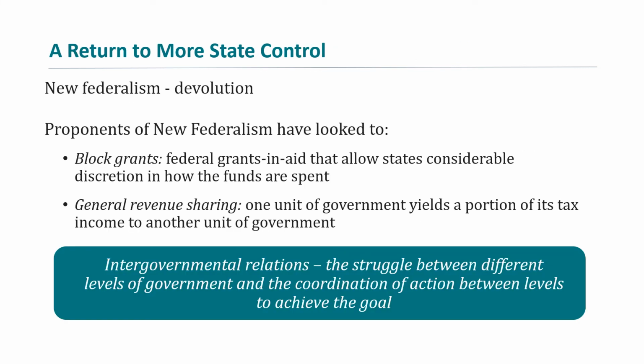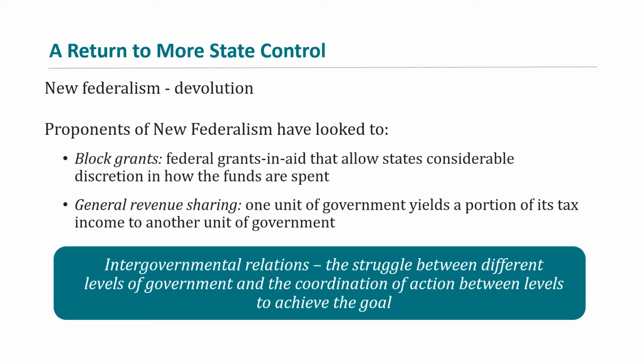Since the 1970s, states have become more capable of administering large-scale programs, and the idea of devolution has become popular. Devolution is the idea of transferring responsibility from the federal government to the states and localities. As I mentioned before, block grants allow states considerable discretion in how funds are spent. This type of grant is seen as a way of reducing federal control. As is the idea of general revenue sharing, which is when one unit of government yields a portion of its tax income to another unit of government. Neither of these programs has been the magic solution to the problems of federalism. For one thing, there was always a trade-off between accountability and flexibility.